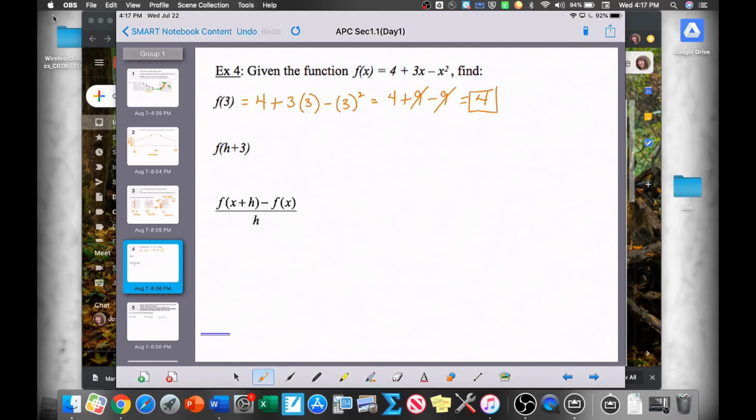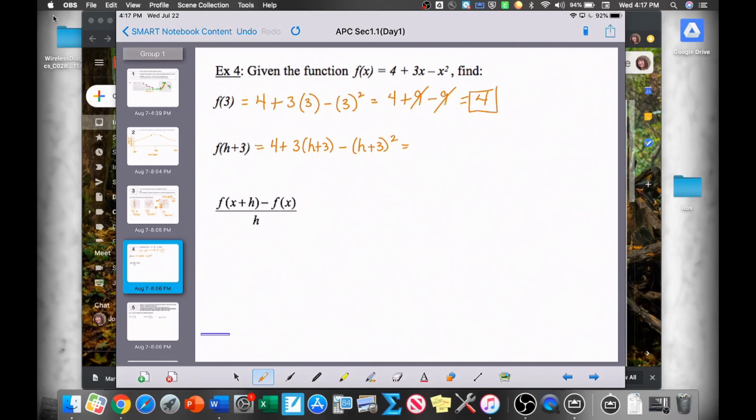The next one is asking us to find f of h plus 3. Just like in the previous problem, that means that wherever x appears in our function, we plug in h plus 3. So we are going to have 4 plus 3 times (h plus 3) minus the quantity (h plus 3) squared.